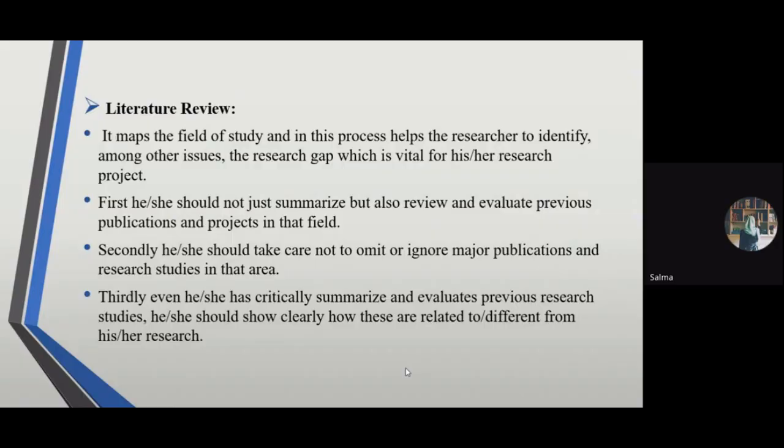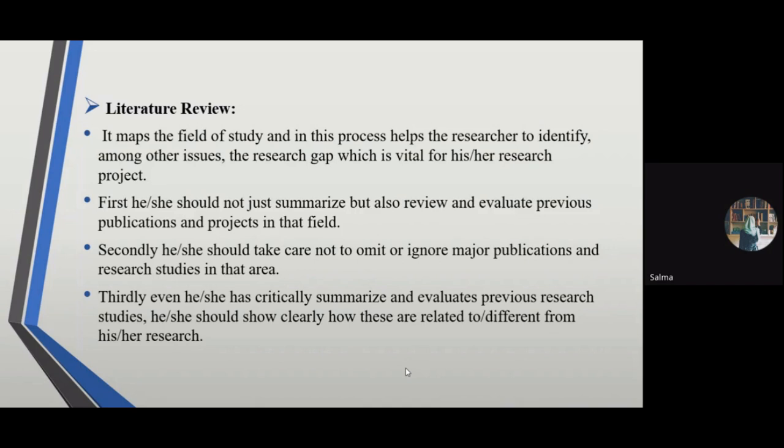It may not occur at any point of time. Then what is literature review? The literature review is the map of the field of study, and in this process it helps the researcher to identify, among other issues, the research gap, which is vital for his or her research. I mean, what the previous researcher wants to tell about this work, or how my research will definitely vary from that previous work.